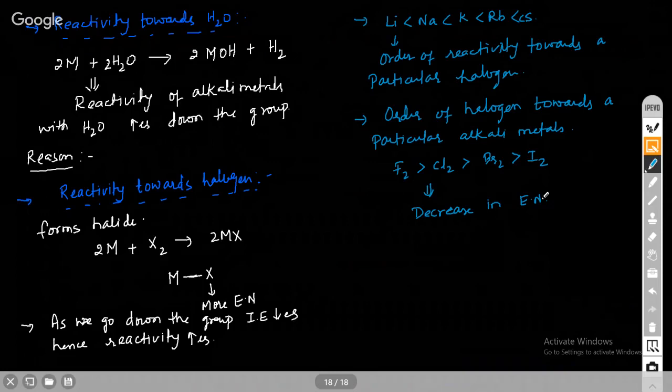Stability of what? Stability of MX, or what? Tell me.